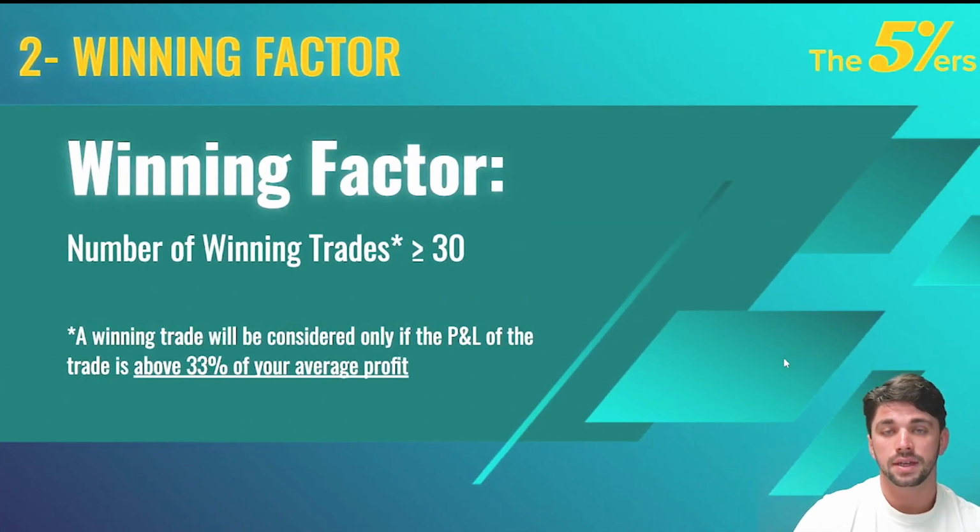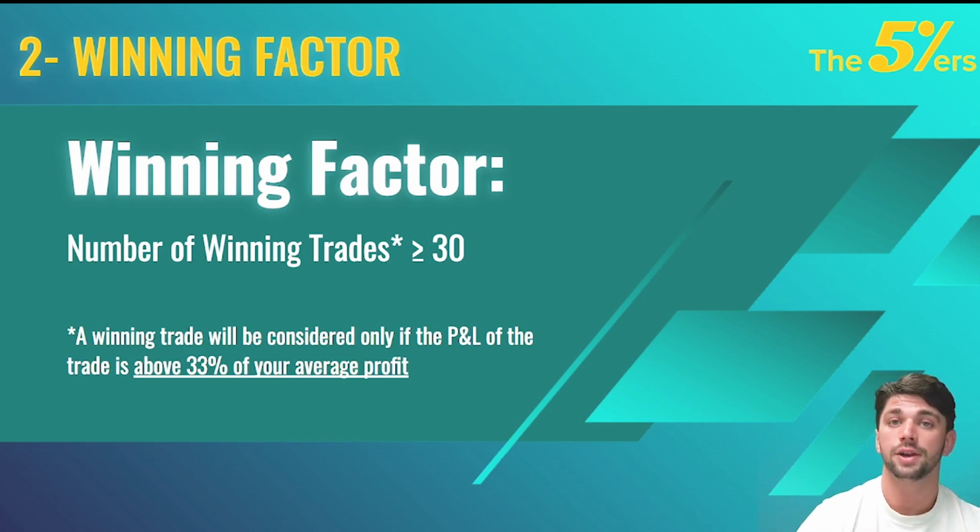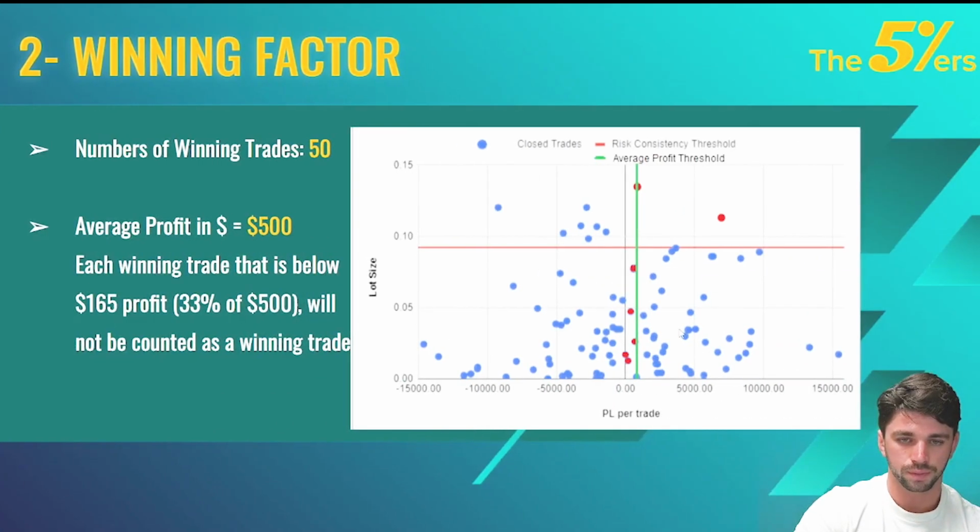Now, the winning factor is the simplest factor out of everything. We want to see how many trades you are winning out of the 100 trades that you have made. Now, what's a winning trade? A winning trade is a trade that is 33% of your average trade profit, let's say. The number of winning trades you need to make is 30 out of the 100. So that's all you need, 30 winning trades, and you'll be eligible for funding. But a winning trade will only be considered if the P&L of the trade is above 33% of your average profit. And we've got an example here just to show you.